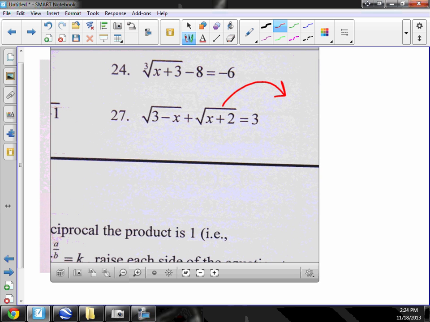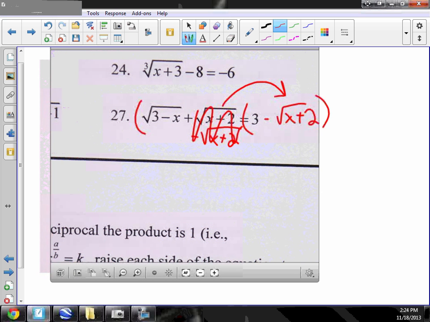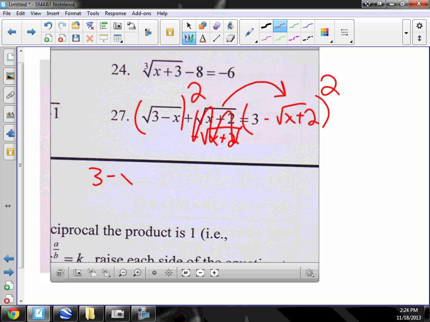So I'm going to subtract the square root of x plus 2. So minus the square root of x plus 2. So this cancels. And now I square both sides. The left side is easy. The root and the square cancel, so it's just 3 minus x. But on the right side, you have to distribute.